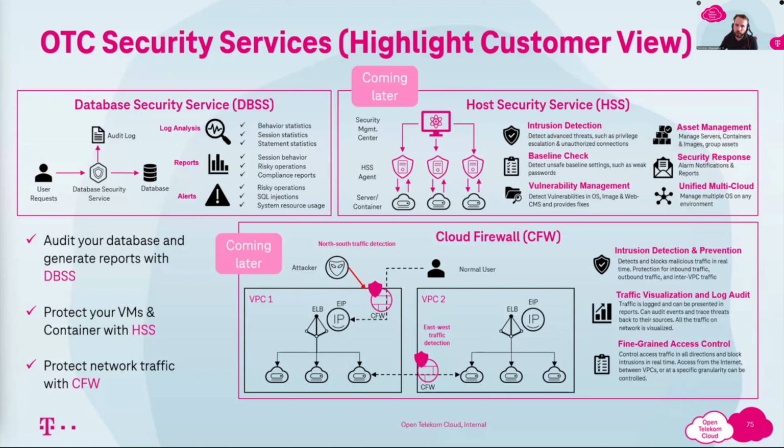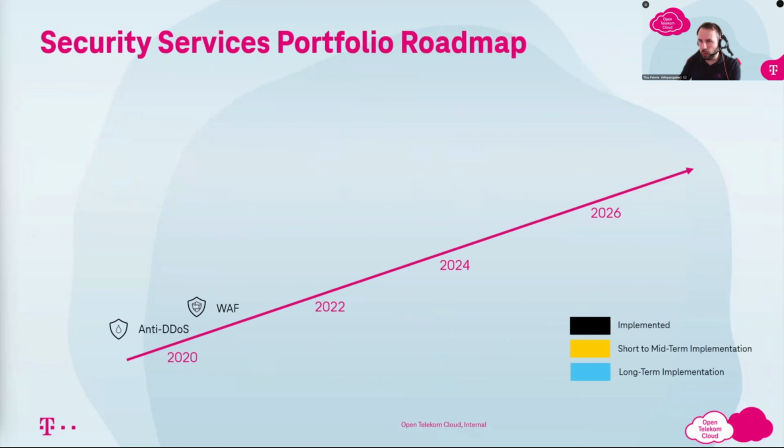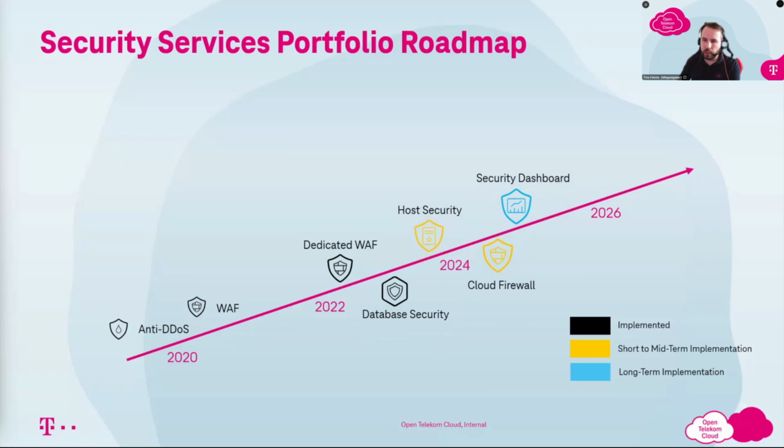What is the plan to do that? If you follow our roadmap, we implemented anti-DDoS and WAF a few years ago. We implemented the dedicated WAF this year, and also the Database Security Service just recently. The next aim is to provide the Host Security Service, afterwards the Cloud Firewall, and at the end the security dashboard to summarize all events and all findings of all security services in one central dashboard. This one is just a rough planning.